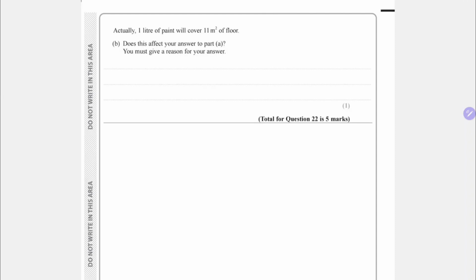Part B says, actually, 1 litre of paint will cover 11 meters squared of floor. Does this affect your answer to part A? You must give a reason for your answer. Well, the area of the floor hasn't changed, so that stays at 68 meters squared. Now, it's telling us that 1 litre of paint will cover 11 meters squared of floor. We have 7.5 liters, so we multiply this side by 7.5. And we have to do the same thing to this side, multiply by 7.5, and that gives us 82.5. So no, it does not affect our answer.